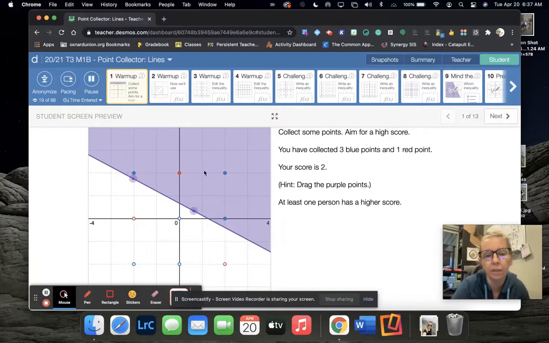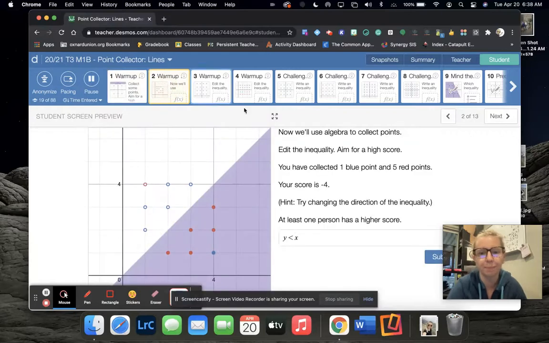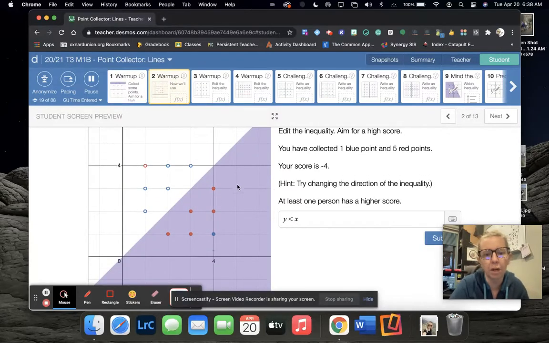So the blue points are going to count as positive points for you, and the red points count as negative points. So we want to avoid as many red points as possible and collect as many blue points as possible. Also notice if your line is solid, then any point on your line is going to count in your score. Okay? All right.